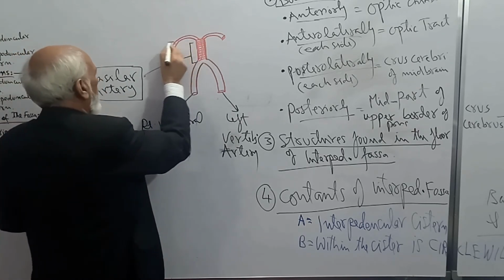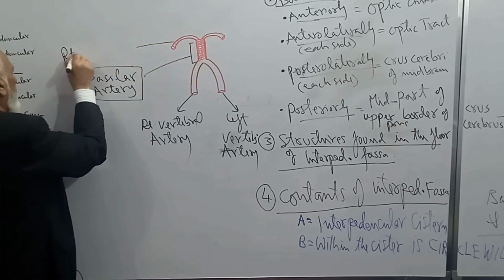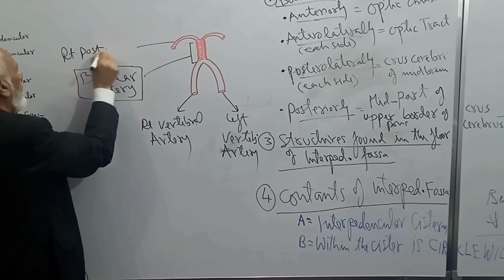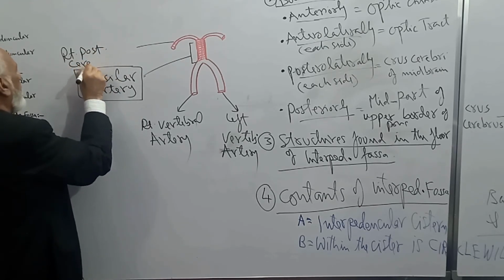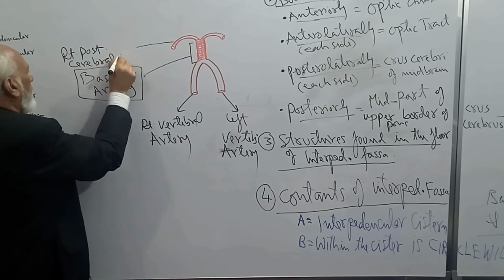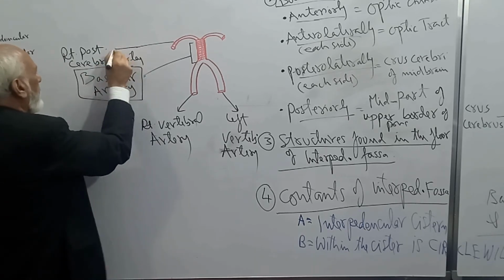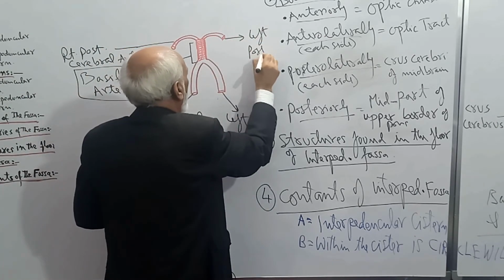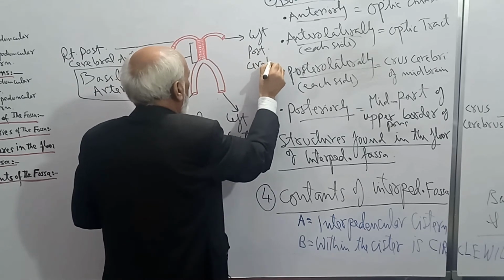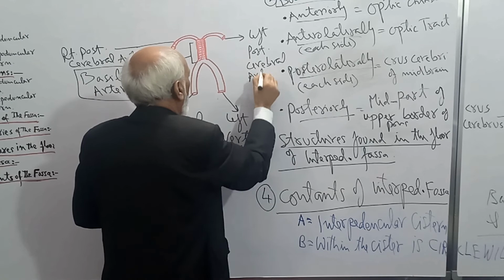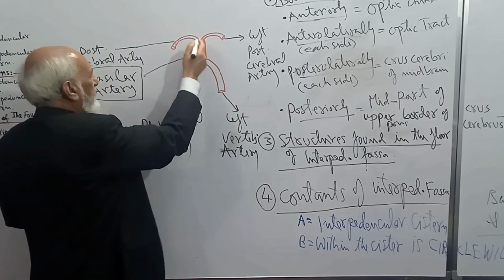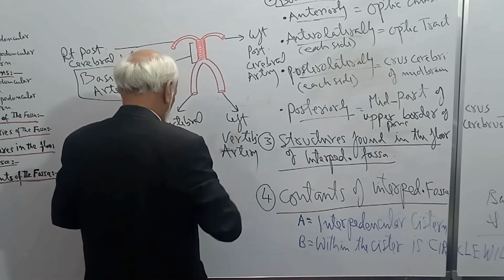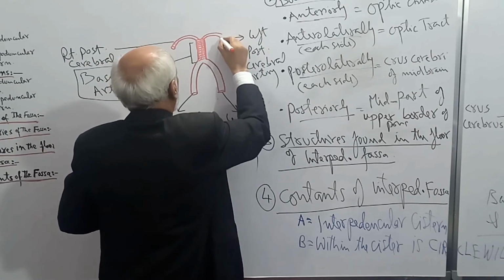Above, the basilar artery divides into right and left posterior cerebral arteries. This is the right posterior cerebral artery and this is the left posterior cerebral artery. So the basilar artery terminates by dividing into these two major arteries called the right and left posterior cerebral arteries.